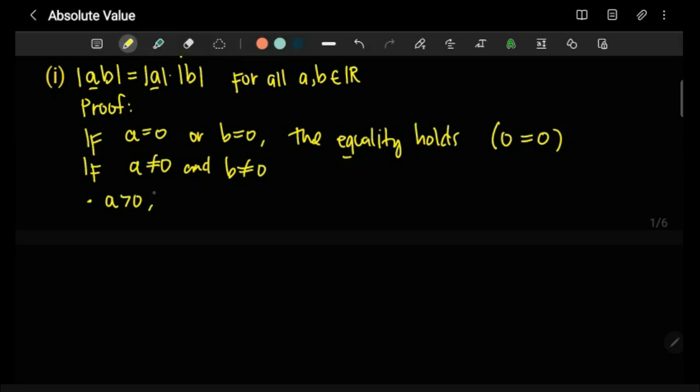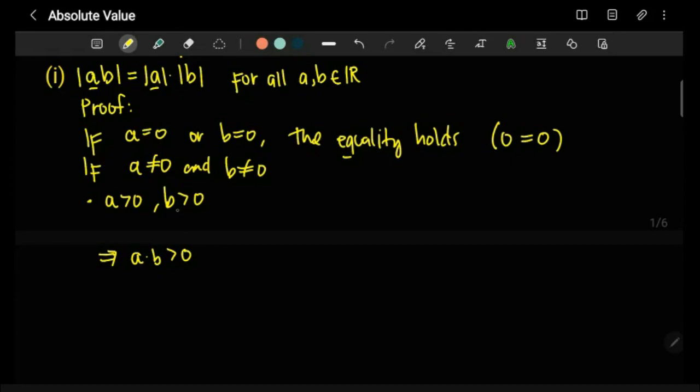And so let me put B greater than 0. So that's our first case. What happens if A and B are both positive? By definition of positive numbers, A times B must be positive as well, right?